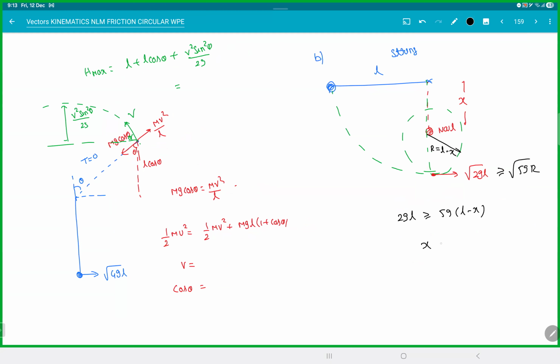We get x must be greater than or equal to 3L by 5. So the answer will be, it should lie between L and 3L by 5. Another standard question. Clear with that?